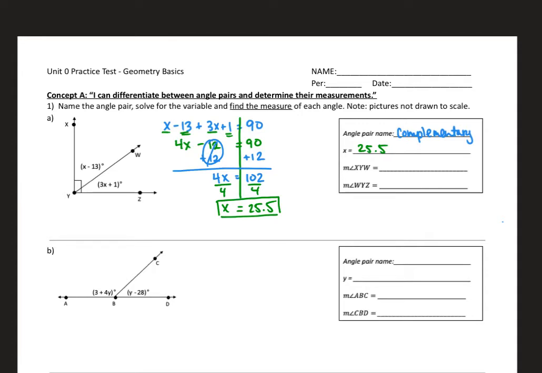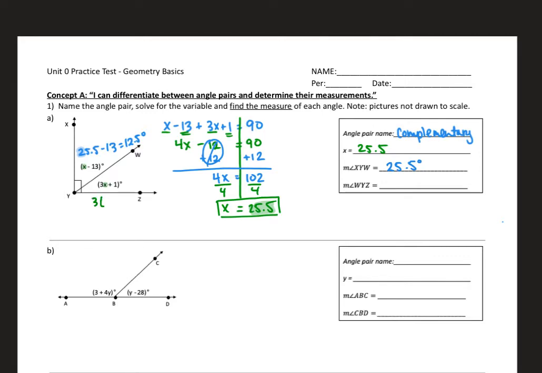Then it also says to find the measures of each angle. So to find the measure of each angle, we're going to take x and plug it in for x in both angles. Starting with the first angle here, we're going to do 25.5 minus 13, which is 12.5. So angle XYW is 12.5 degrees. And then we're going to plug it into the second one.